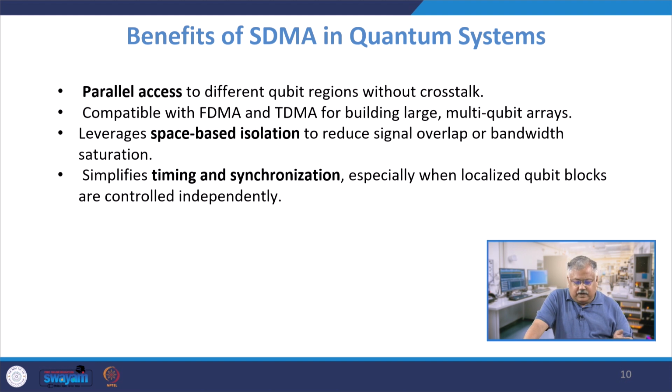We have already seen the benefits of SDMA in quantum systems. There is parallel access to different qubits without crosstalk. The probability of crosstalk is very low in an SDMA system. It is compatible with FDMA and TDMA for building large multi-qubit arrays. It leverages space-based isolation, and therefore reduces bandwidth saturation and signal overlap. Signal overlap is almost gone, and bandwidth saturation does not take place because you are separating in the space domain, not in the frequency domain.